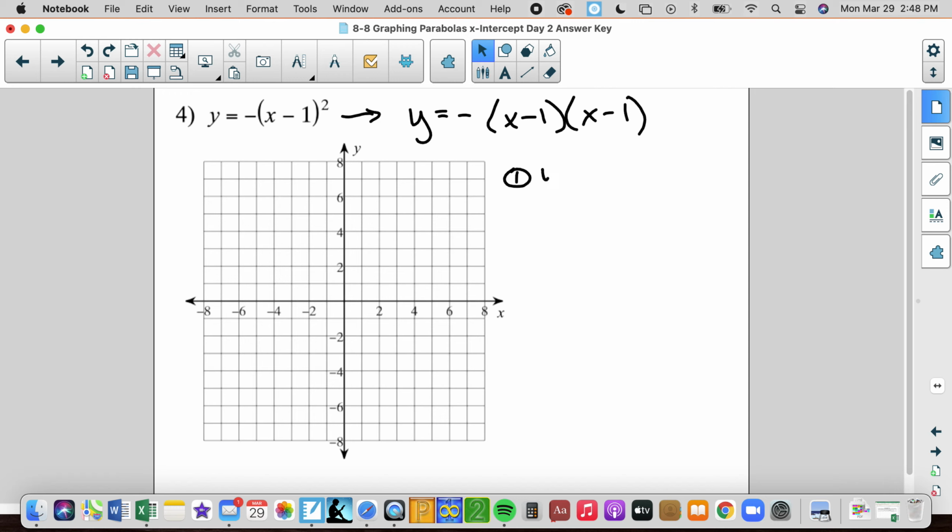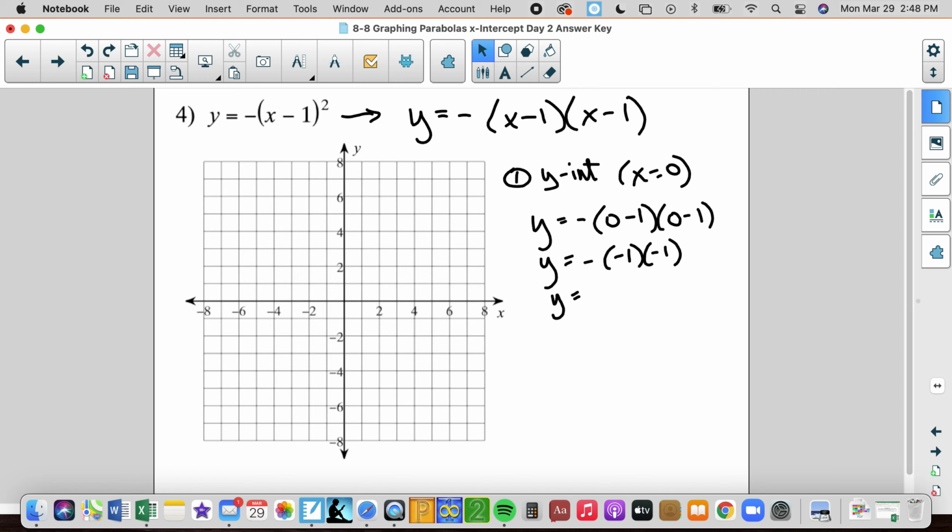So let's still do the y-intercept, x equals 0. We get y equals the opposite of 0 minus 1, 0 minus 1. The opposite of negative 1 times negative 1. Negative 1 times negative 1 is 1. Times negative 1 is negative 1. So we got 0, negative 1.